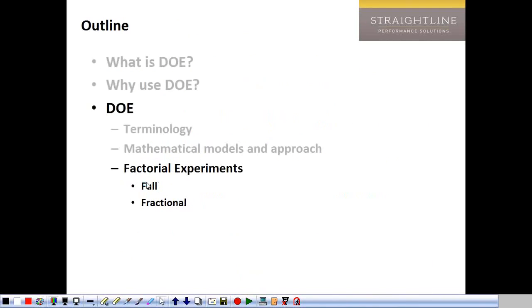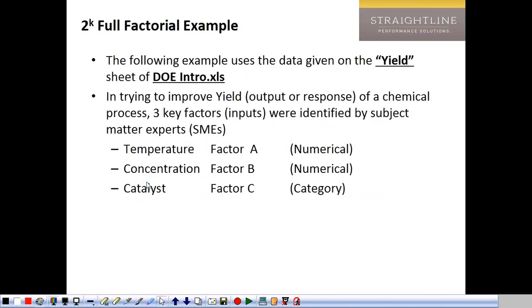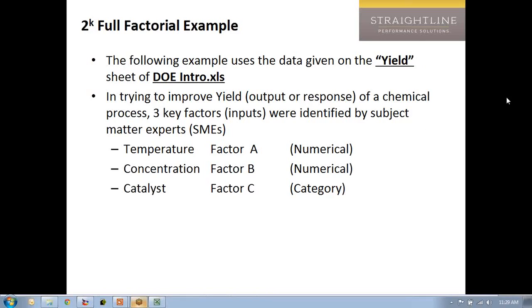All right, so now let's go into running some factorial experiments. What I'm going to do is the yield experiment. The following example uses the data found in the yield sheet on DOE intro.xls. This one is definitely a manufacturing type of situation. Before we get into the file itself, let's just talk about what the factors are there.